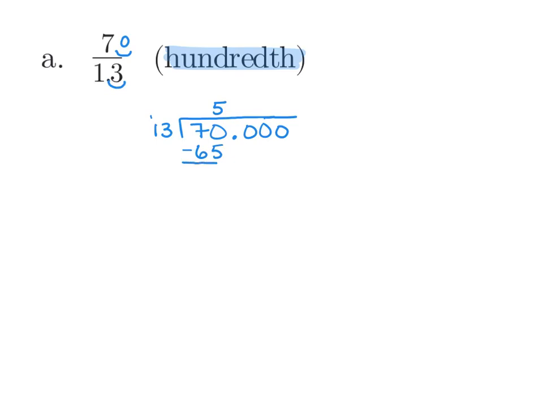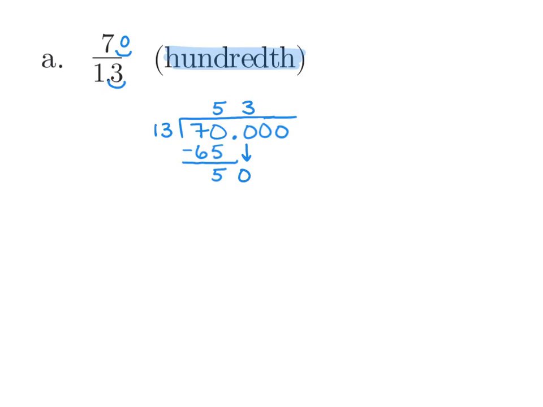Is 65 smaller than 70? Yes. If we subtract, we get 5. Is 5 less than 13? Yes. And so our division is good on this one. All right, we go ahead and continue. We bring down the 0. 13 goes into 50 3 times.